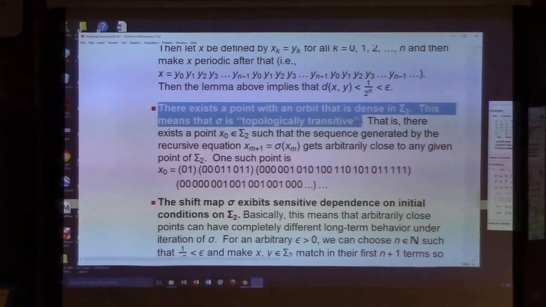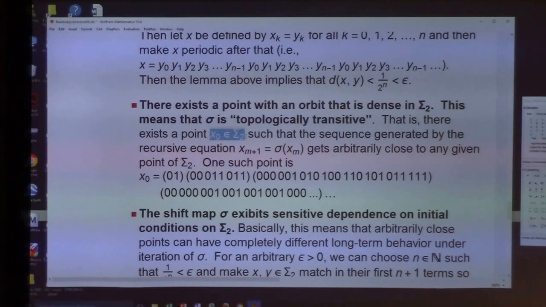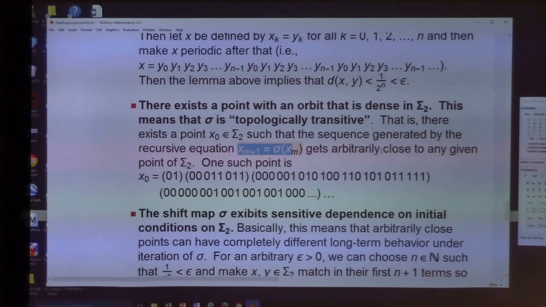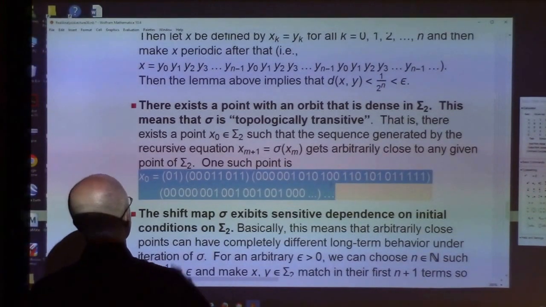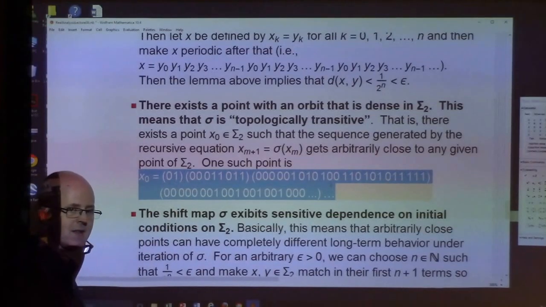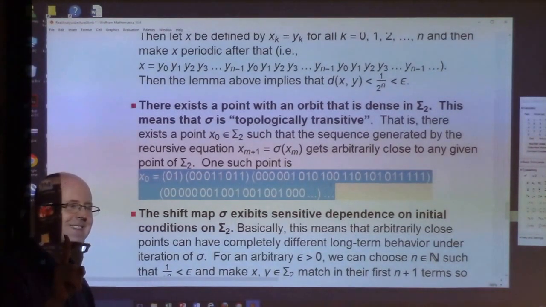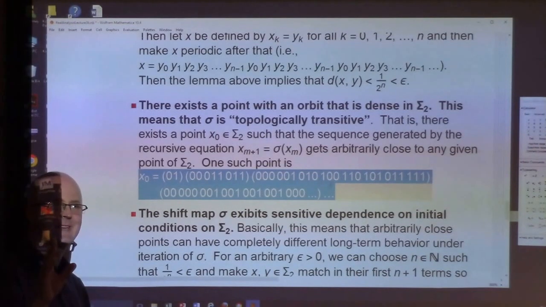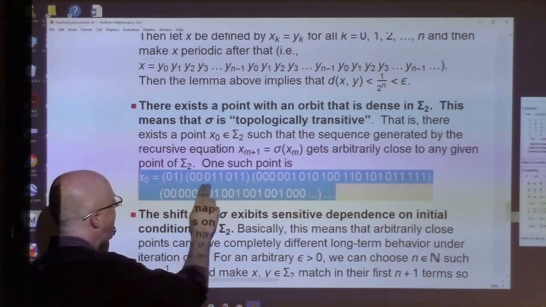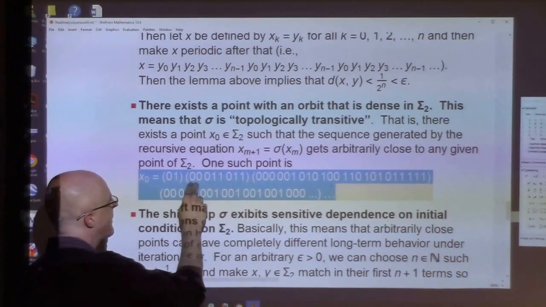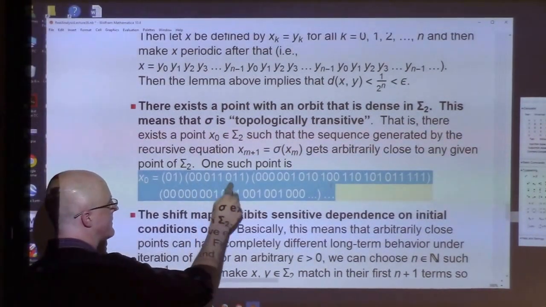There also exists at least one point, actually more than one point, with an orbit that's dense. That's called topological transitivity. There's a point in the sequence space so that under iteration, you're going to get closer to any arbitrarily given point. One such point is this one, and I'm putting parentheses in there to indicate a pattern. These two numbers, 0 and 1, are all the things you can make with one symbol, either 0 or 1. That's not the best way to say that, perhaps. These 8 digits, you should think of in groups of 2. Those are all the possible ways you can have 2 digits occur: 0 0, 0 1, 1 0, 1 1.